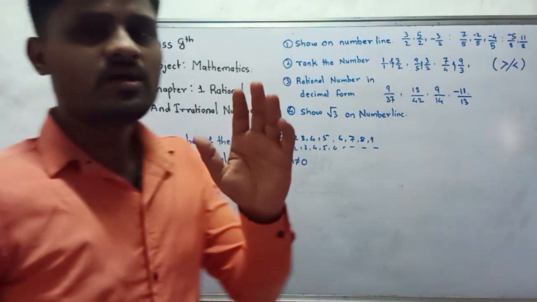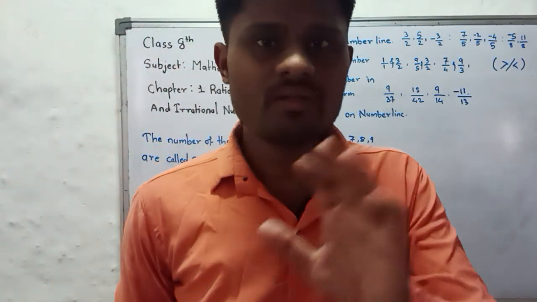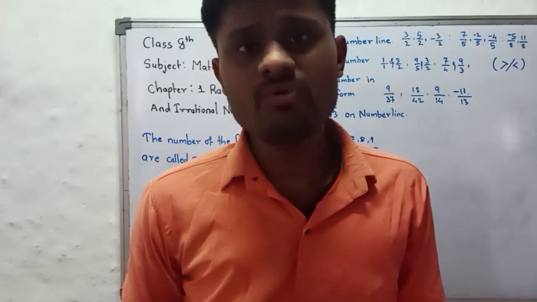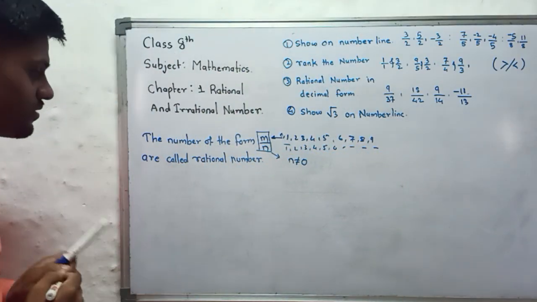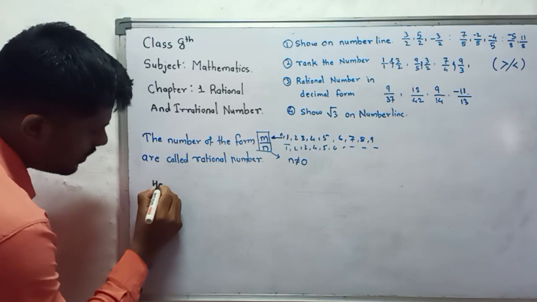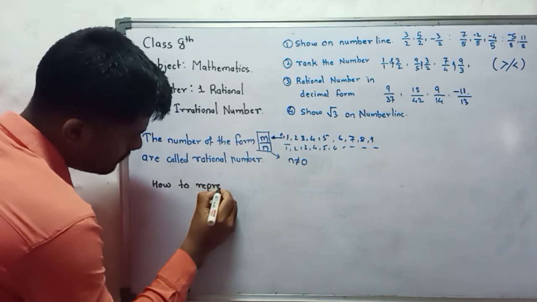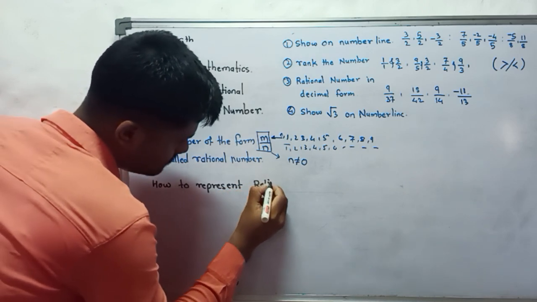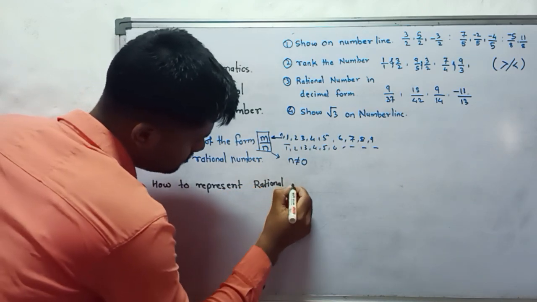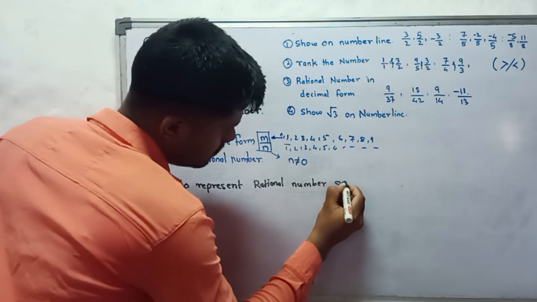First one is the representation of a rational number on the number line. So how to represent rational numbers on a number line? That is what we are discussing.